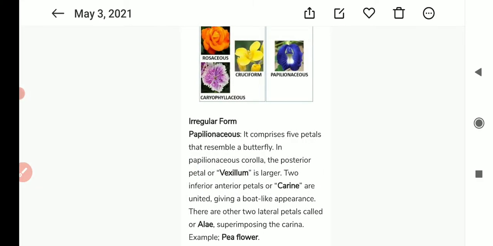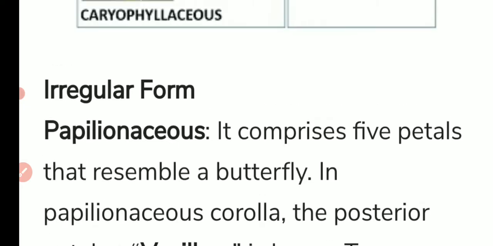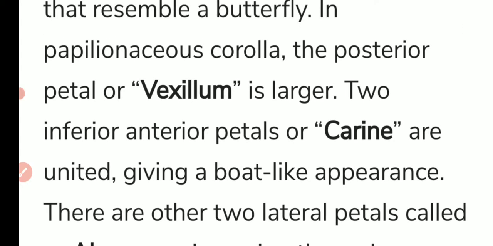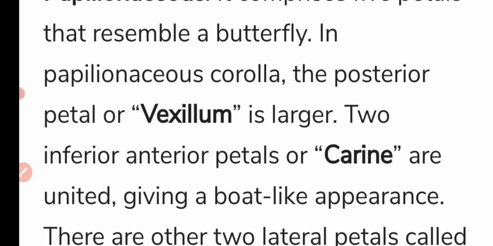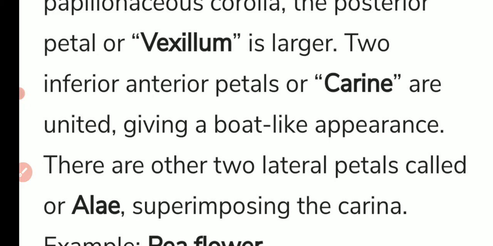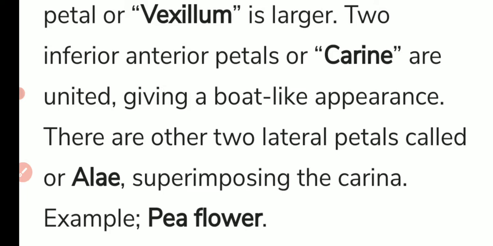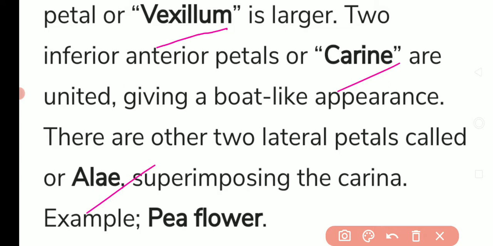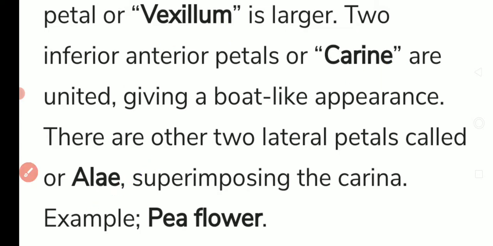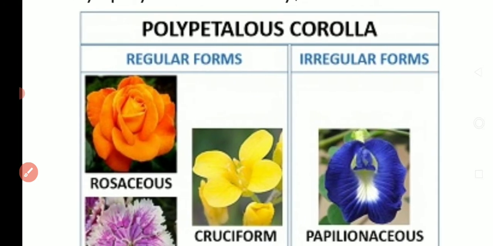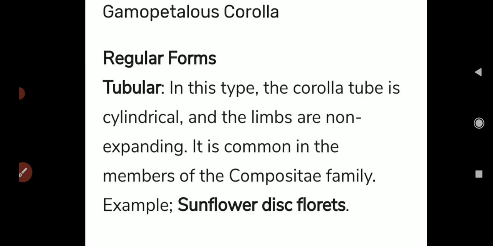Then the irregular form is the papilionaceous type. You have 5 petals. It looks like a butterfly. The posterior, the biggest one, is the vexillum. The anterior one is the carina, and the 2 lateral petals are known as the alae. So you have the standard or vexillum, the wings or alae, and the keel or carina. They are in the pea family. So we are done with polypetalous. Now let's look at the gamopetalous form.